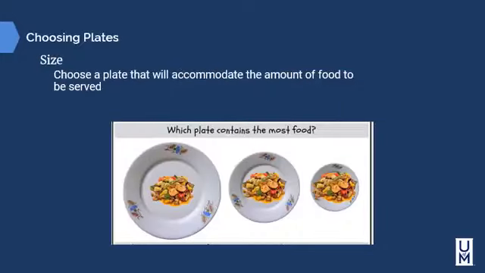Aside from the food, we also have to consider what plates we're going to serve on. The size of the plates: we want to choose a plate that will accommodate the amount of food to be served. As you can see from the examples below, this is the same amount of food that's served on each plate. However, in each instance, with the plate being too large on the left-hand side and too small on the right-hand side, it makes the food look either too small or too large, respectively. We want to go with the one in the middle, the Goldilocks plate.